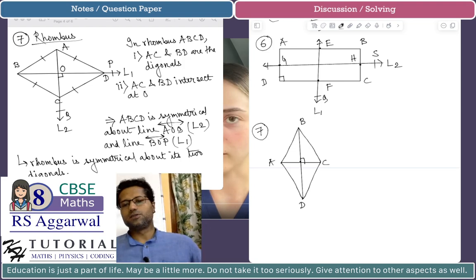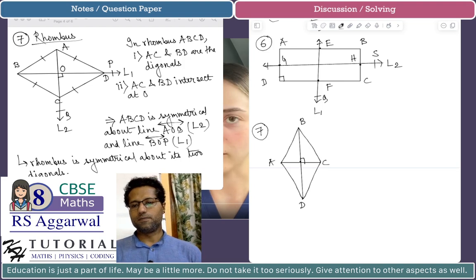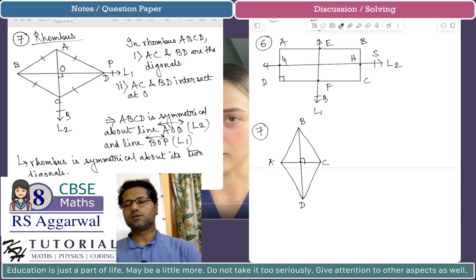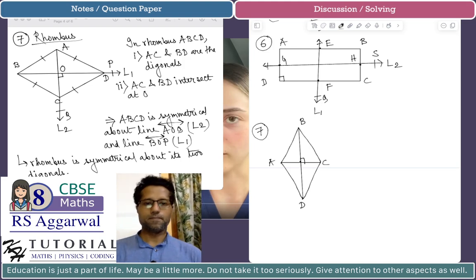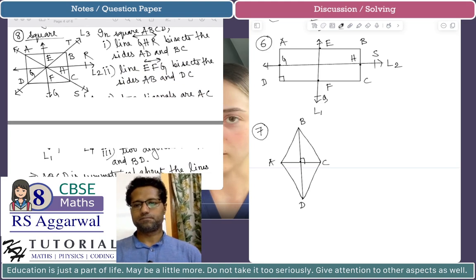So a rhombus is symmetrical about its two diagonals. So this rhombus ABCD is symmetrical about the diagonals AC and BD. Okay. So always remember that a rhombus is always symmetric about its two diagonals. Okay. Now square. It has the maximum number of lines of symmetry.